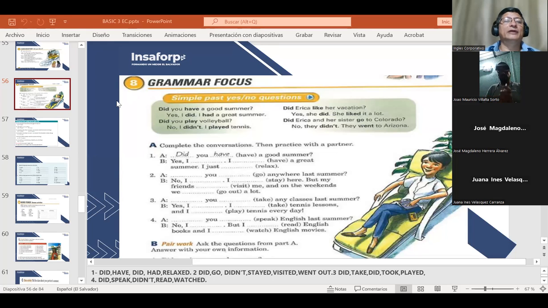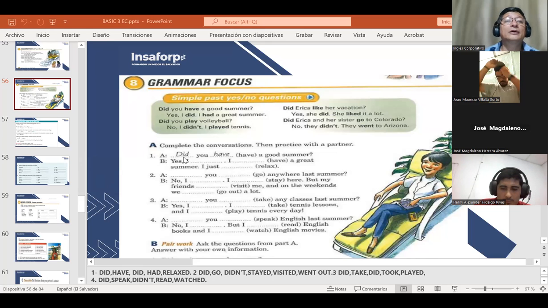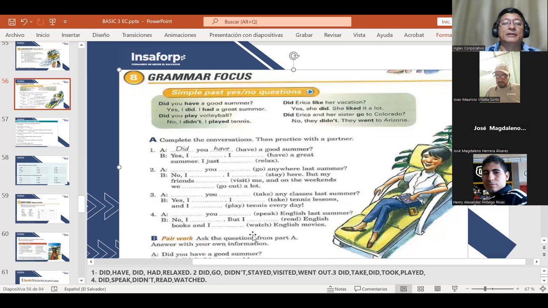Okay, let's start, my friends. Ayer nos quedamos por acá, recuerden. Now, using the simple past and yes, no questions. Y con la peculiaridad que aquí nosotros ya usamos los dos tipos de verbo, ¿verdad? ¿Qué tipo de verbo? Regular and irregular. Ya hacemos uso de ambos tipos de verbo. O sea, ya vamos entrando más en un dominio del pasado simple.